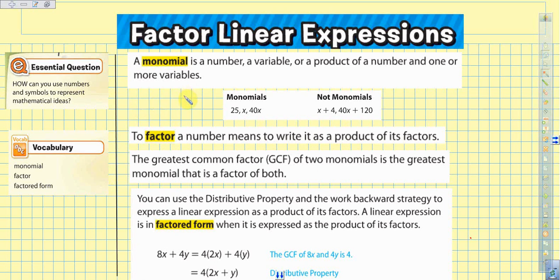A couple of the vocabulary words that will help us answer these questions are like monomial. A monomial is a number, a variable, or a product of a number and one or more variables. So monomials, these are 25, it's a number, x, 40x. It's almost like our terms. You know, when we're asked to define the terms, it's like the terms. Sometimes these are not monomials: x plus 4, x by itself is, 4 is, but not together. 4x plus 120, same thing. Not together, but 40x is and 120 is.